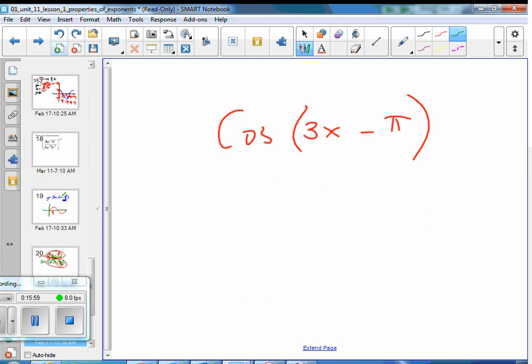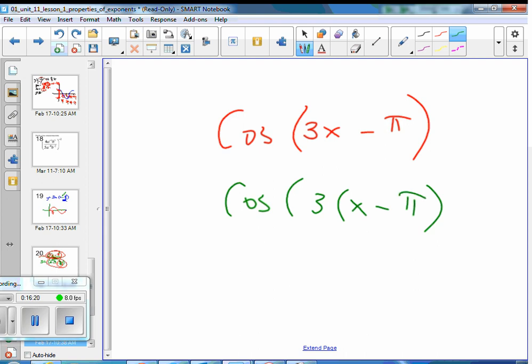So the 3 comes out. First part's easy. 3 times what makes 3x? Gotta be an x. Gotta have a minus. The only hard part's that last thing. Then you gotta ask yourself, 3 times what would make pi?